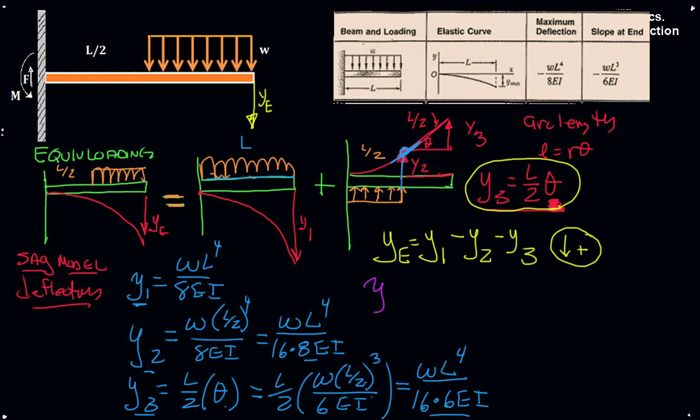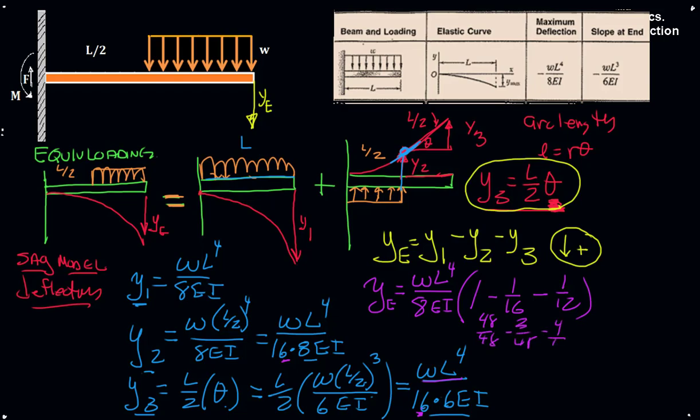So Y then, and let me factor out a WL to the fourth on 8. It appears we have that in all of our terms. So WL to the fourth on 8EI. And we'll get 1 minus a 16th minus 2 times a 6th, a 12th. And this will be 48 48ths minus 3 48ths minus 4 48ths, which will be 41 48ths.